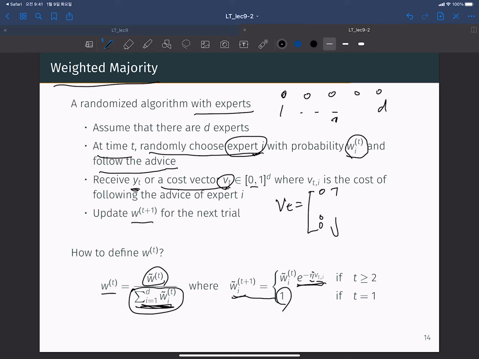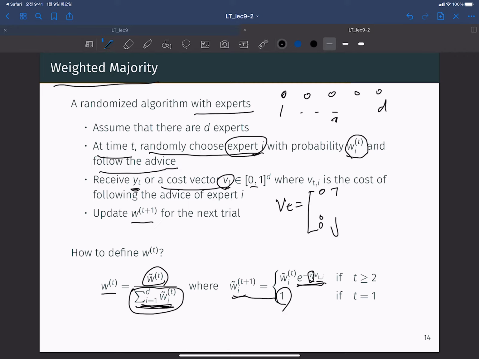Here eta is the learning step size, or the learning rate or step size, right? So it's a common parameter in many machine learning techniques.